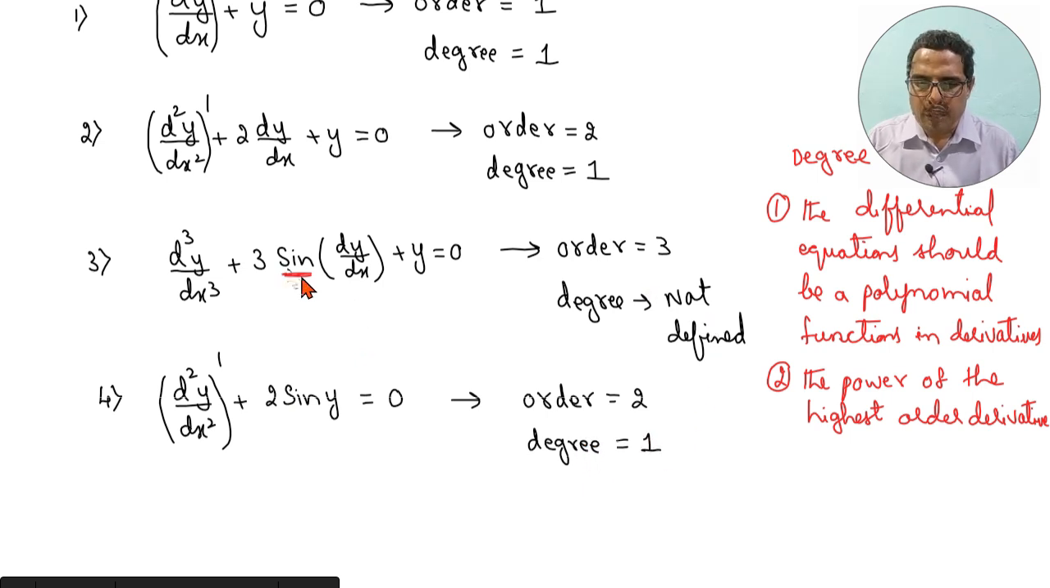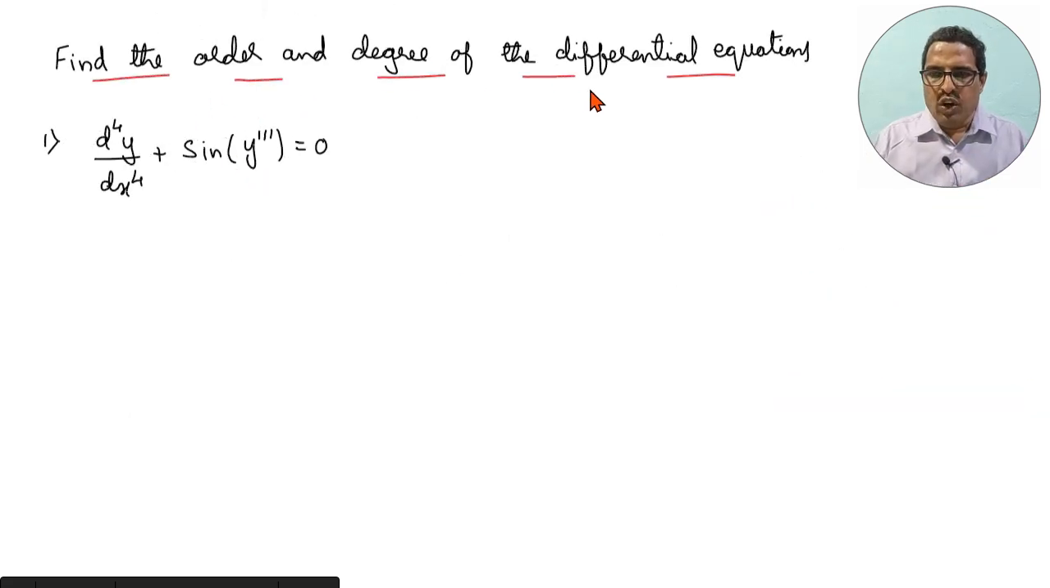But if you observe in the previous differential equation, we had taken sine of dy by dx, which was not a polynomial function. But here sine of y is there. The condition is not for the dependent variable, but for the derivative. So y is not a derivative, it's just a function. Therefore, the highest order derivative power, which is 1 over here, itself will be the degree of the given differential equation. So let us try to find out the order and degree of this differential equation.